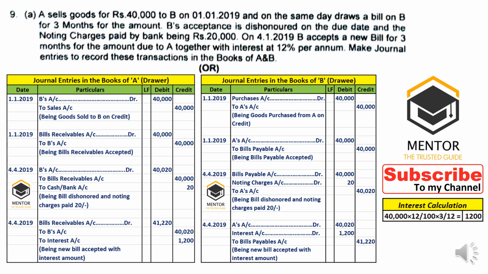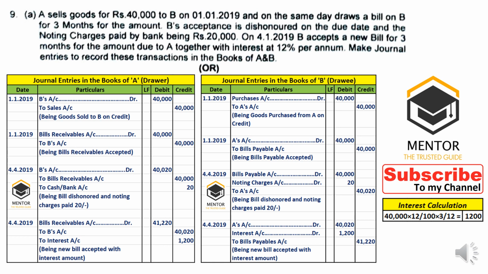Journal entries in the books of A, that is drawer. So A sold the material to B, so B account debit to sales. In the books of B, on the same date, what we write: purchases account debit to A's account. Simply what is happening, in the books of A we have created B as a debtor. In the books of B, we have created A as a creditor. That's the reason why we are taking both the entries simultaneously so that you can easily understand.